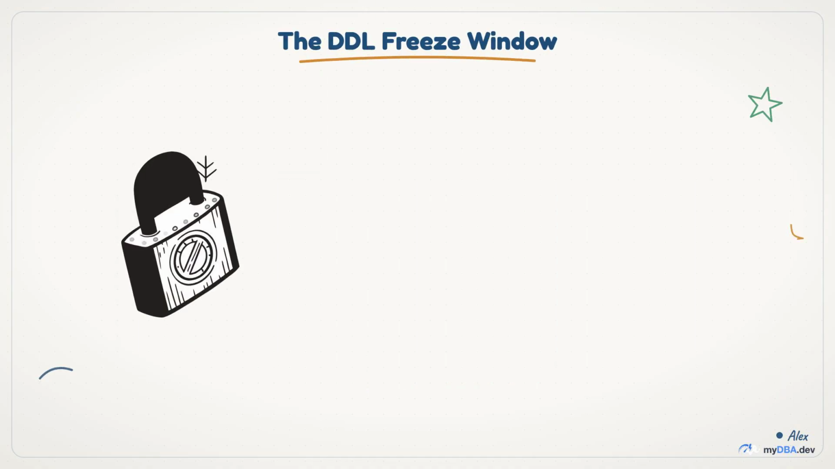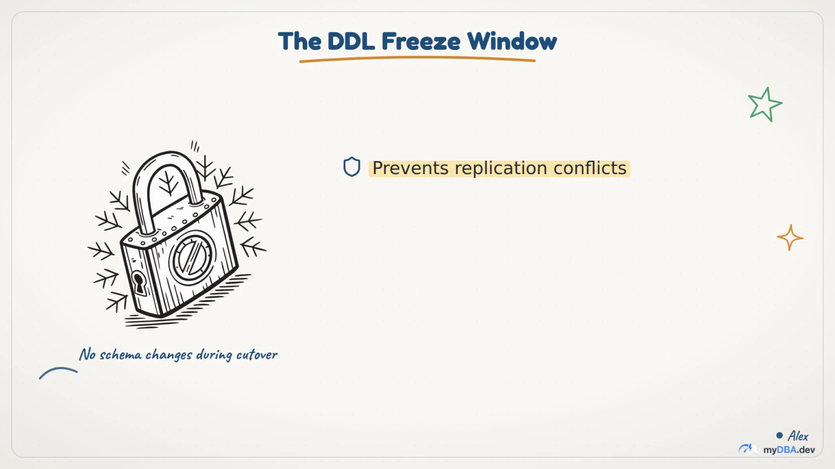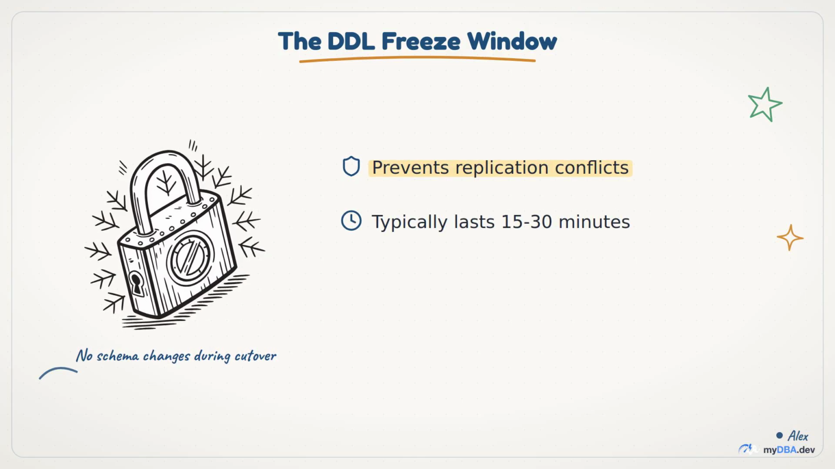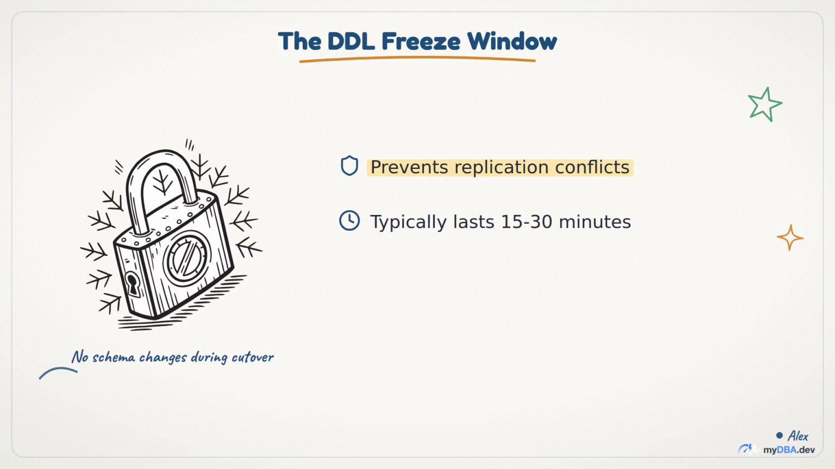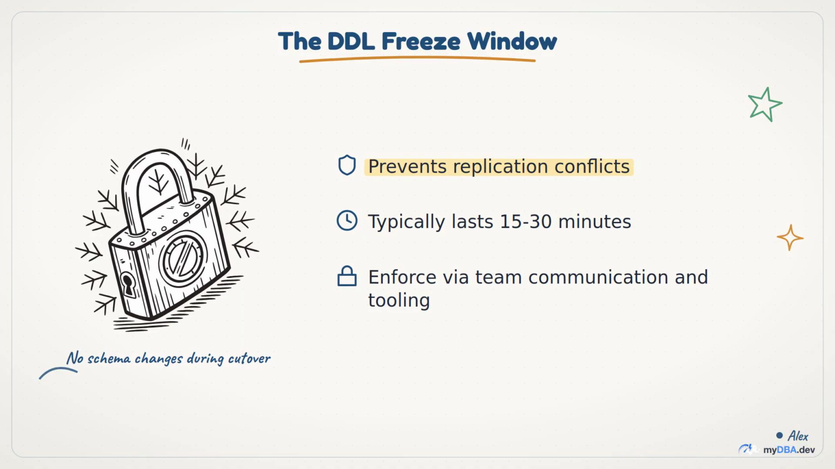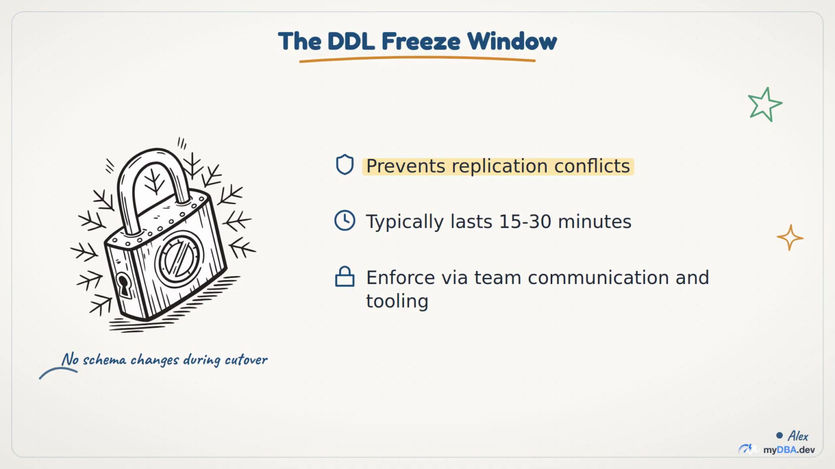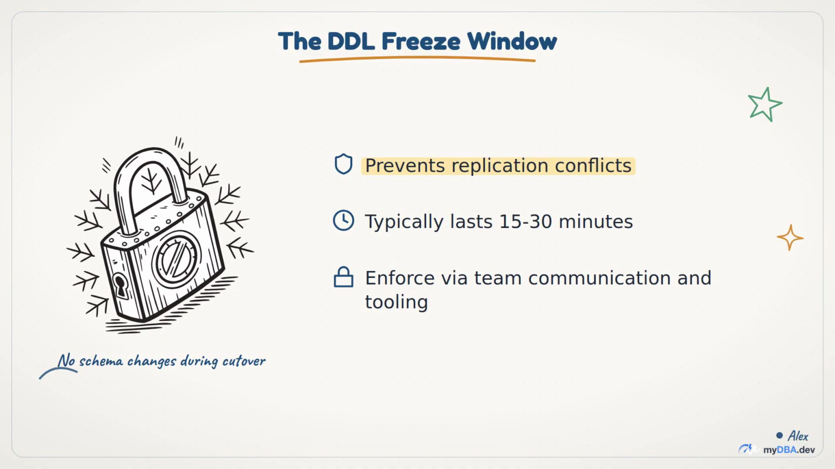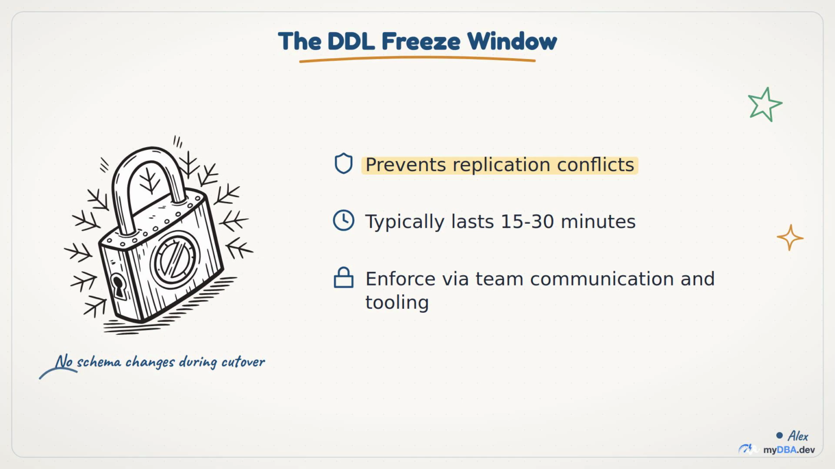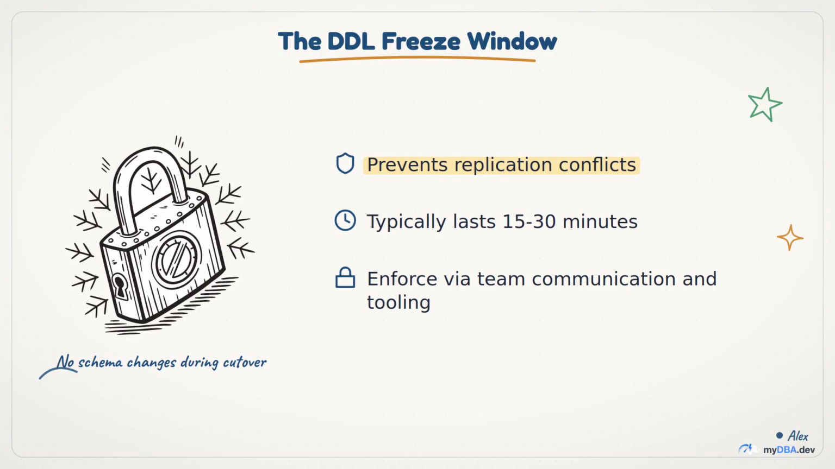The DDL freeze is non-negotiable. If someone runs an ALTER TABLE on the source after you validated the target schema, you'll have a mismatch and replication can break or the cutover will fail. The freeze usually lasts 15 to 30 minutes, just long enough to sync sequences and switch traffic.